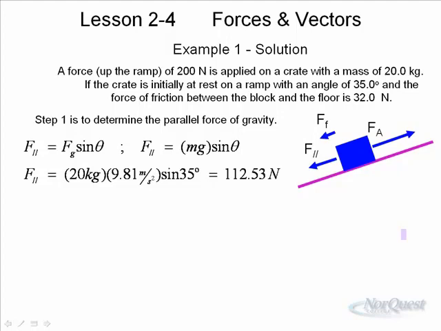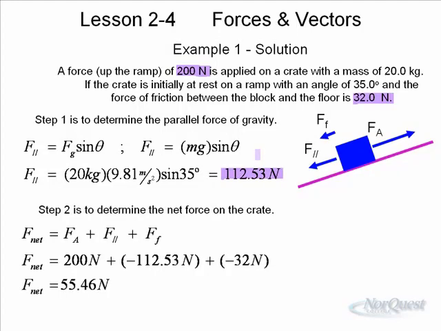So 20 times 9.81, that's the weight, times the sine of 35, gives you a parallel force, that is the force pushing down, of 112. And remember, your force up the ramp is 200. All right, but you also have the 32 newtons of friction. So we can use those three, the 200 plus the 32 plus the 112, to figure out our net force. So step 2, determine the net force on the crate.